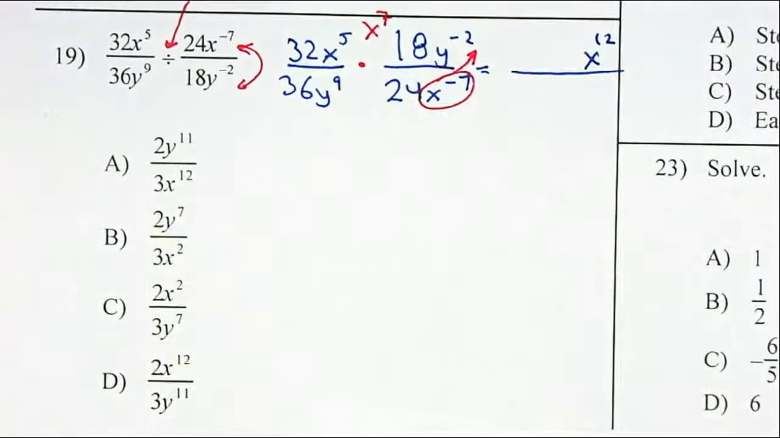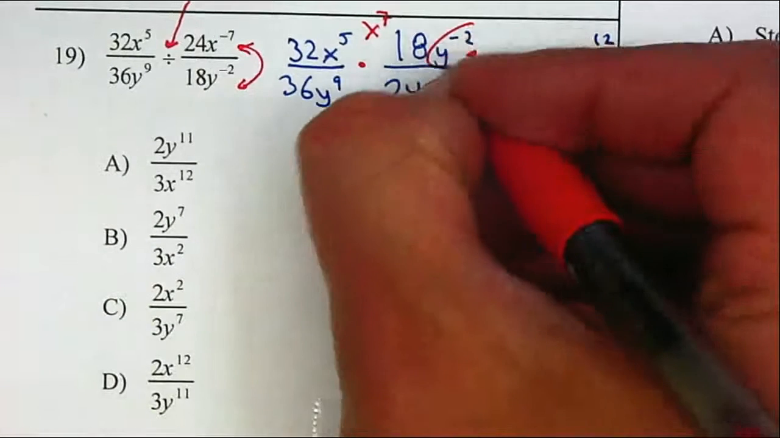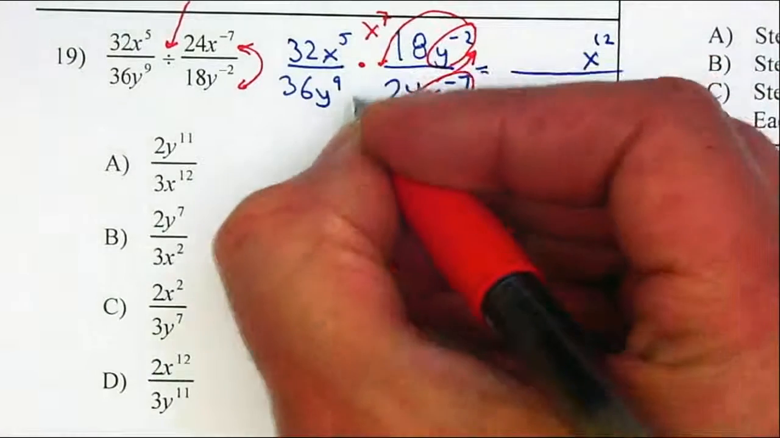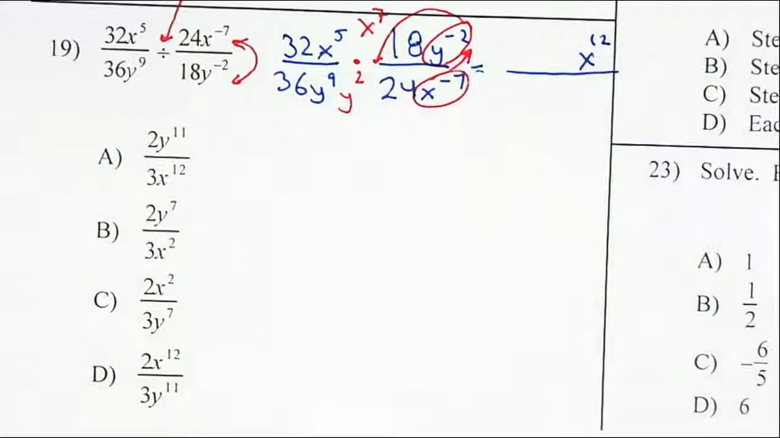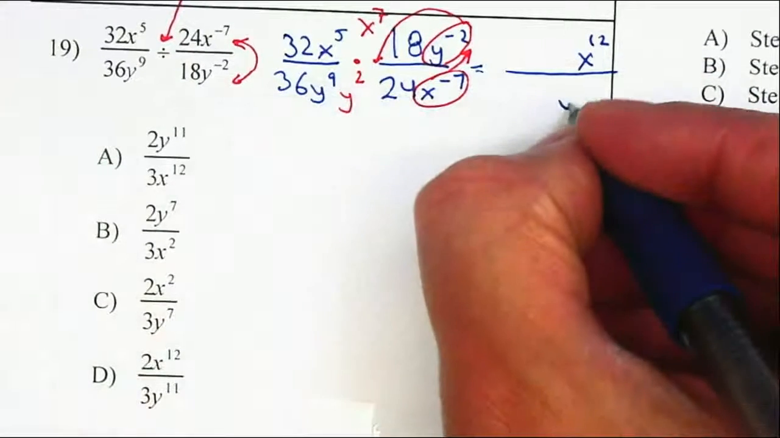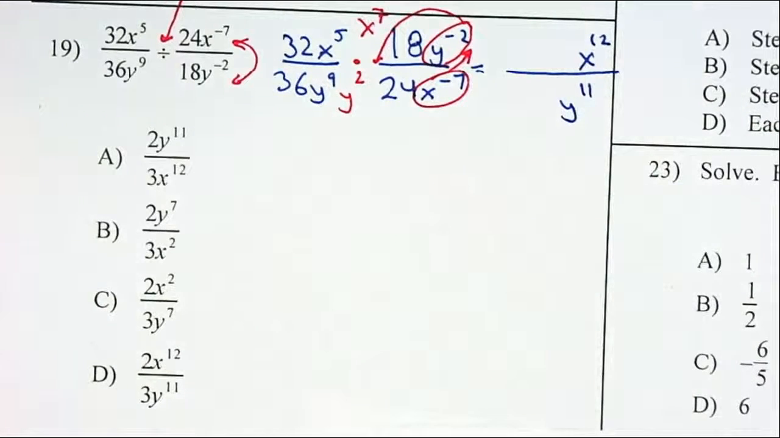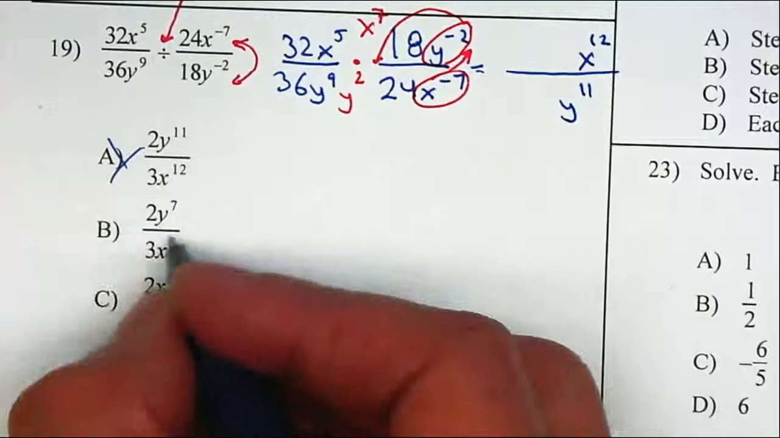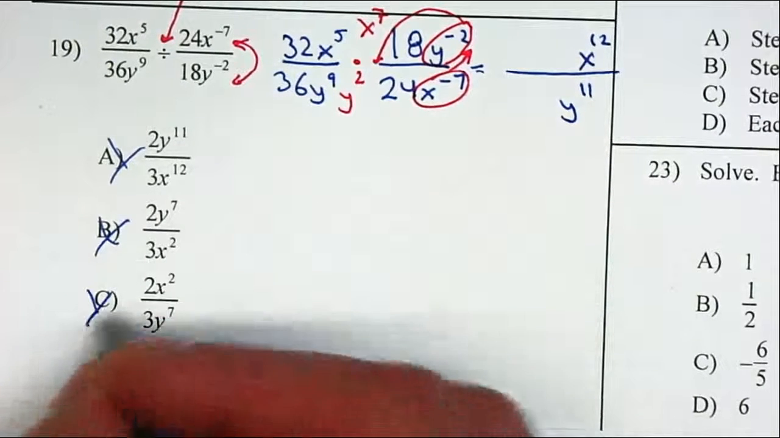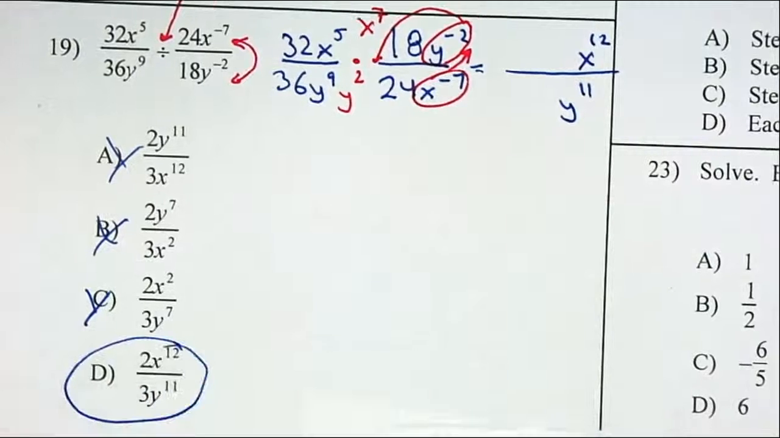And then the y's. I notice that I have a negative exponent for the y. I'm going to bring it down. So y to the 2nd power. So how many y's do I have now? Y to the power of 11. So I know it's not A, B, C. So I know it has to be D.